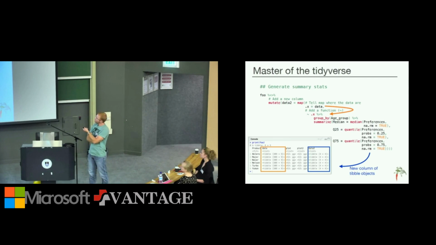And I also want to include some other types of summative data in there. So here I'm doing a map function again, and you'll see where I'm going with this in a minute or two. So I've got foo, I've got a mutate, and I'm going to add a new column called data2, but in this data2, I'm going to take the data from data, which is the orange block over there, and I'm going to use a summarize function to produce a median and 25th and 75th percentile, and I'm going to do it by age group. And that's the data I produce over there.